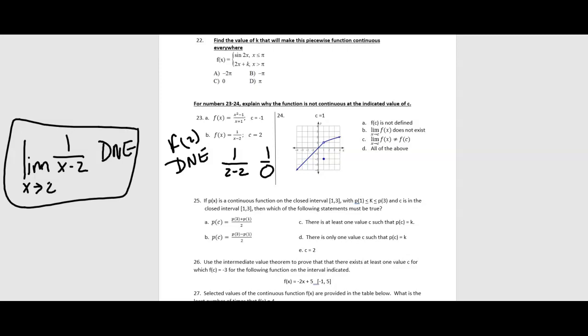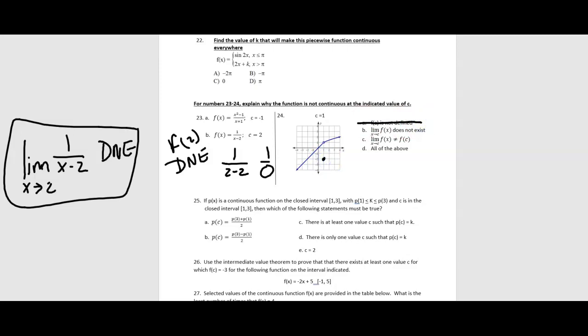So in this case, we're looking at the point C equals 1. That's where we have that hole, and there's also a solid dot below it. We've already answered a question like this earlier, so this is a little bit repetitive. But why is this function not continuous? Is it because the function is not defined? No. The function is defined at 1 because there's a solid dot there.